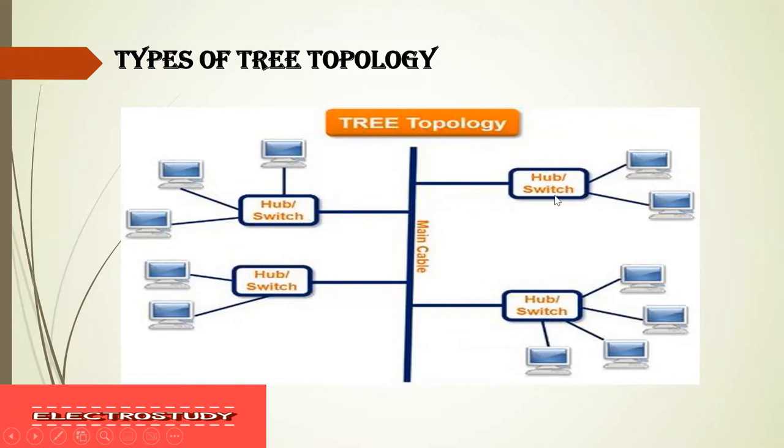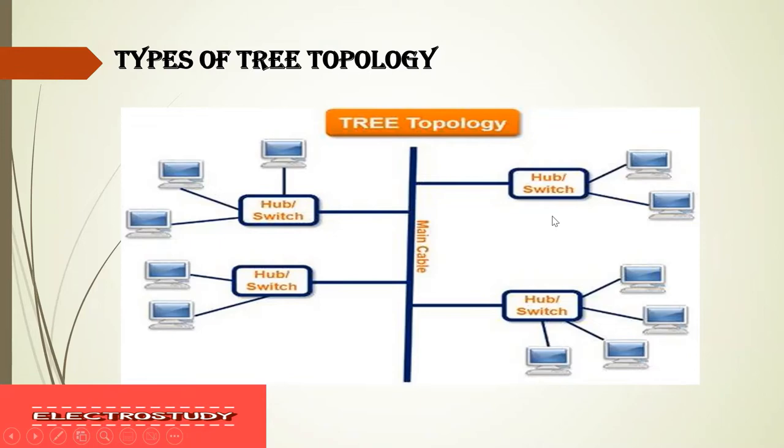The next type is cluster tree topology. In cluster tree topology, there is a connection called the parent-child connection. The parent connection is nothing but the main hub. The child connection is the different clusters of nodes connected to the hubs. Here you can see how the main cable, that is the backbone cable, communicates with the parent connection, and how the parent connection feeds its children with data. This is called cluster tree topology.